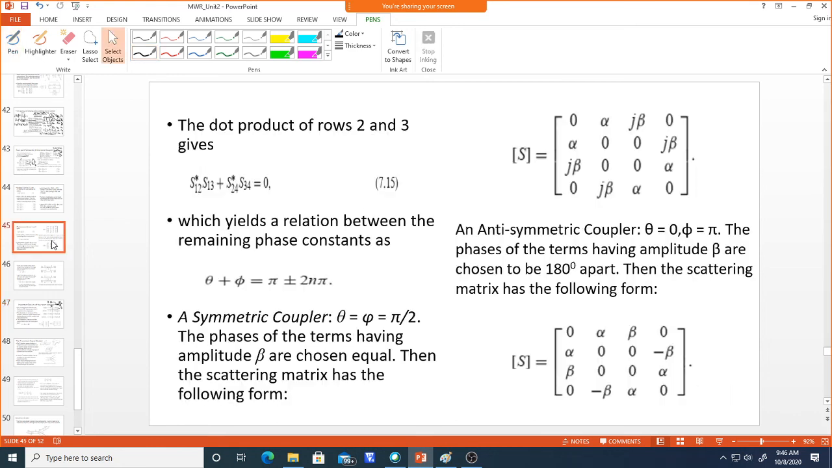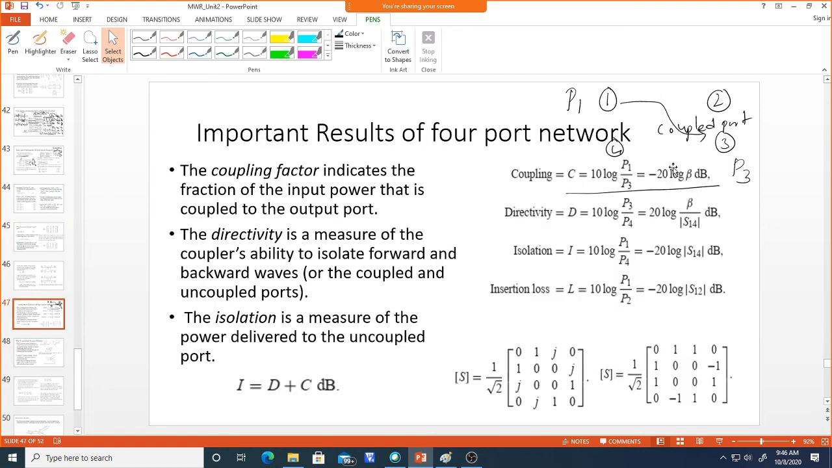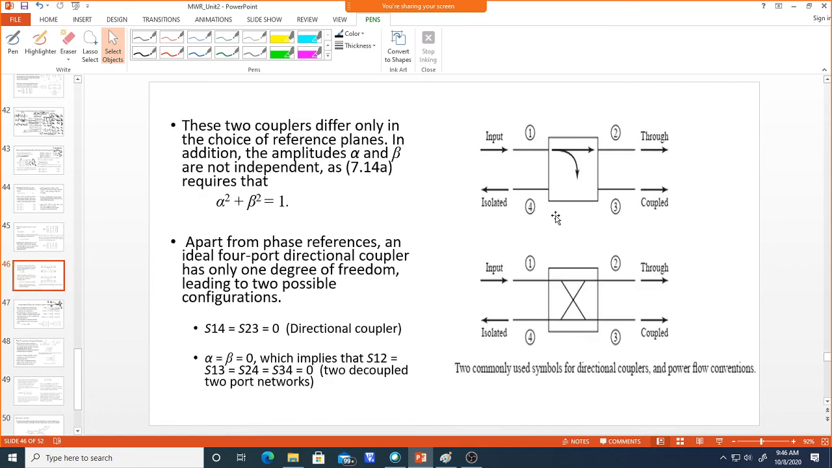If you see the matrix, what is the value? It is beta 1 to 3. So that beta will give you the coupling factor. And directivity: you can see how much power is going directly from 1 to 2, or you can say 3 to 4. You can define either 3 to 4 as per this diagram. So how much power is going from 3 to 4, or directly from 1 to 2, that is what we call directivity.